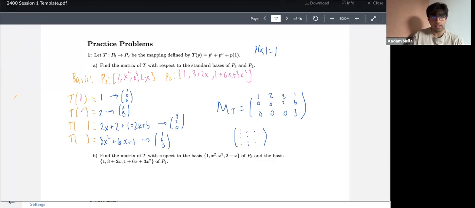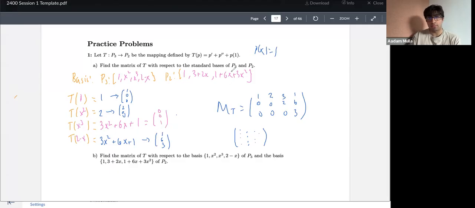So 1, x squared, x cubed, and 2 minus x. A little bit weird, but let's try applying it to this row, for example. So T of x cubed is going to be x cubed prime, so 3x squared, plus x cubed double prime, plus 3x plus 1. We already saw that when we did it here before. And if you notice, in terms of this basis right here, this is actually represented by 0, 0, 1.